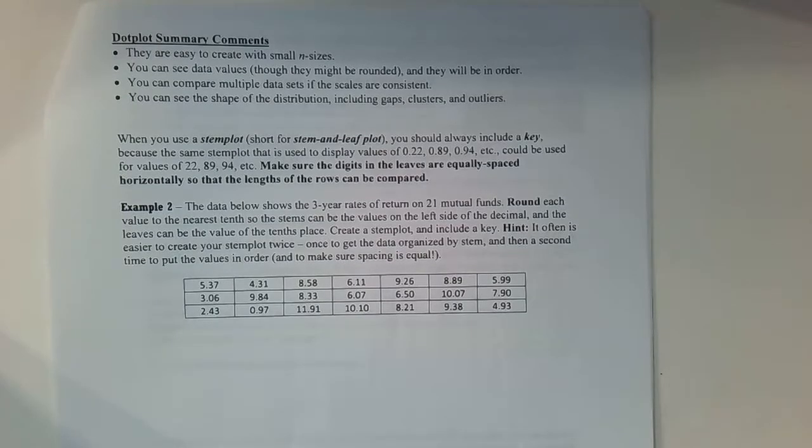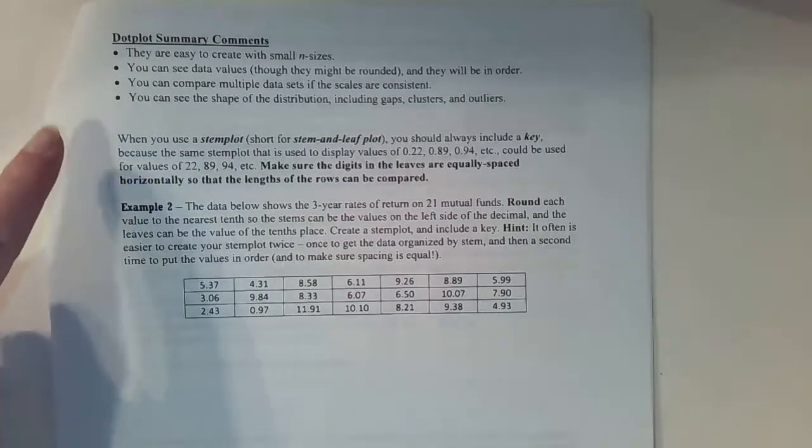This is the section 1-2 notes for AP statistics, and we are talking about graphs that are appropriate for quantitative data. So on the previous page, on the third page of the notes, we talked about dot plots, and at the top of this page, we just have a little bit of a summary.